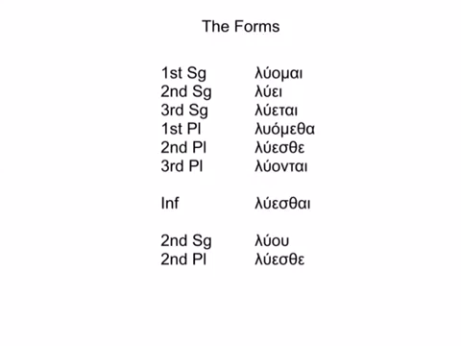So to begin with, here's what they look like. I just used the verb luo, meaning to break or to loosen, and formed these verbs. We'll see how they're formed in a second, but for now, the forms are luomai, luei, luetai, luometha, luesthe, luontai, luesthai for the infinitive, and then the imperatives are luou and luesthe.